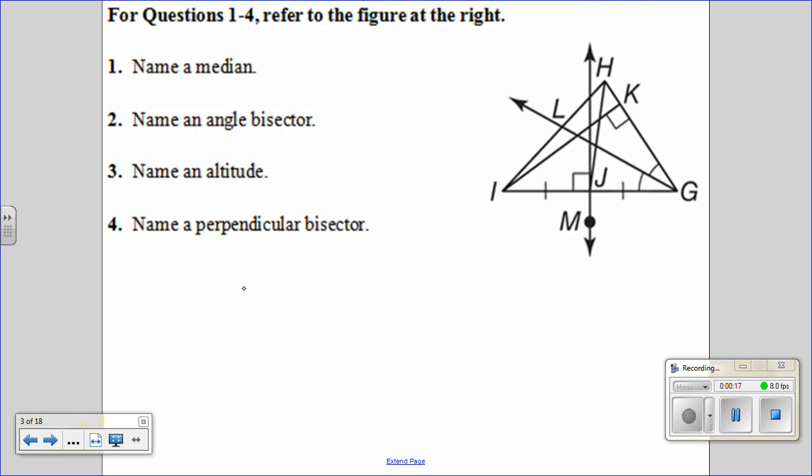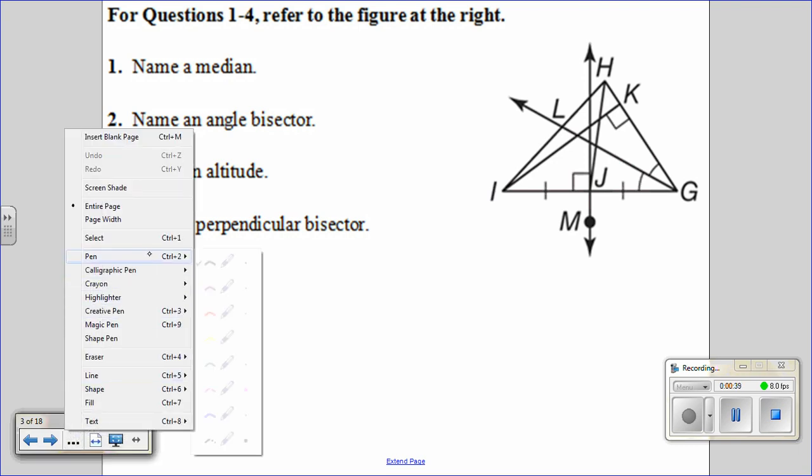Alrighty, the first question wants us to name a median from the picture. Well, by definition, a median has to start at the corner or a vertex of a triangle and cut across through the midpoint of another side.